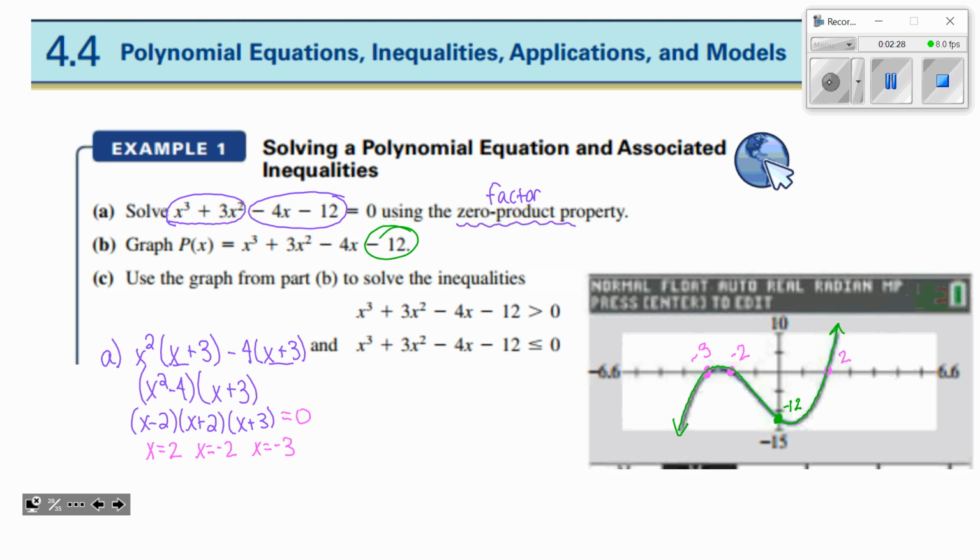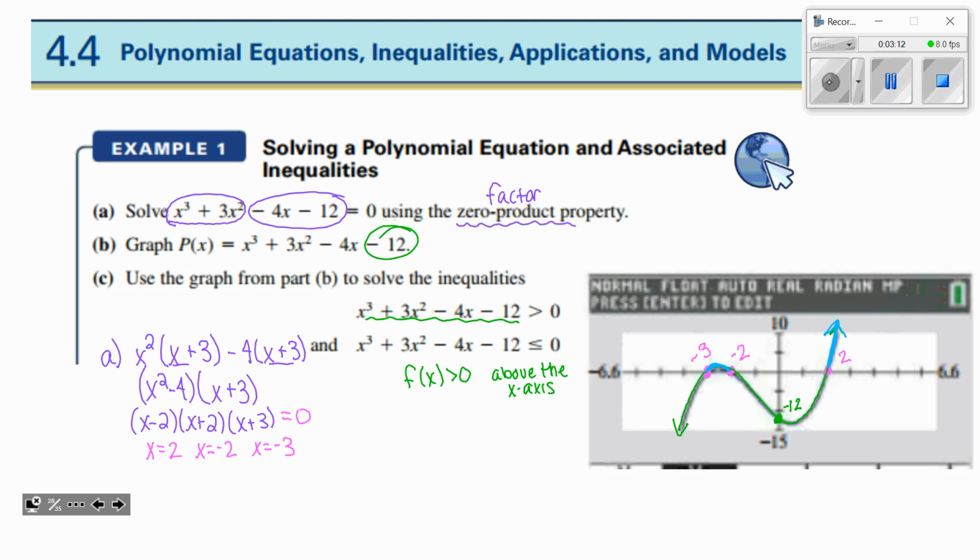All right, part C, use the graph from your part B to solve the inequalities. So we are still really struggling with interpreting what this means. When I say a function, this is our function right here, greater than 0, this means above the x-axis. That is asking us for what x values, what domain numbers, is the function above the x-axis. Well, above the x-axis is this little piece right here between the negative 3 and the negative 2, and then this little piece right here on the end from 2 to infinity.